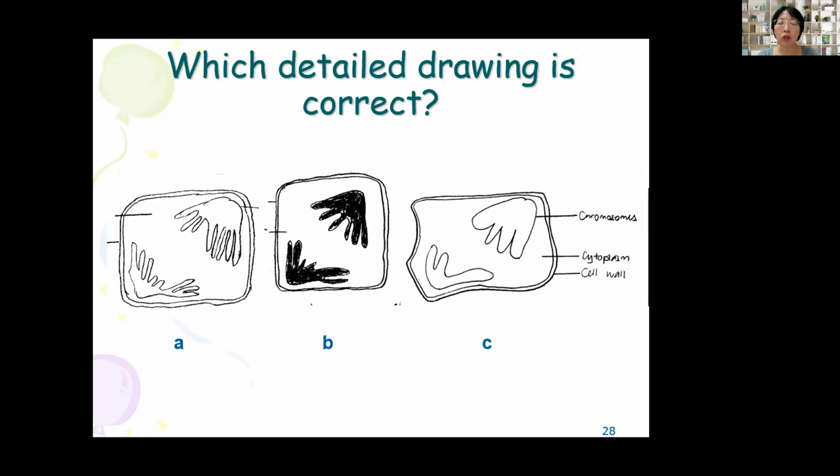Now this one are 3 drawings. Can you see the mistake in the drawing? A is very accurate. B got shading, so it's wrong. C is not accurately representing because there are so many chromosomes here, but suddenly only 4 chromosomes. So this drawing is not accurate already, right?